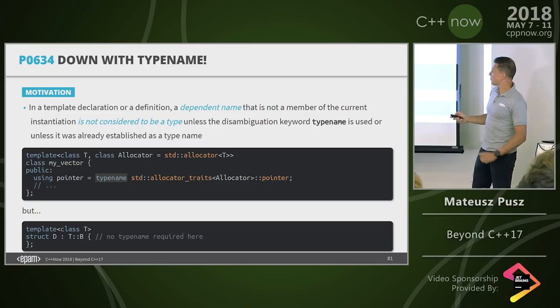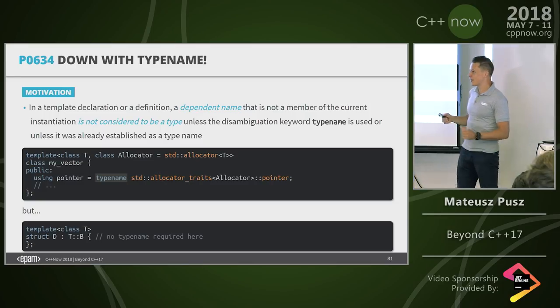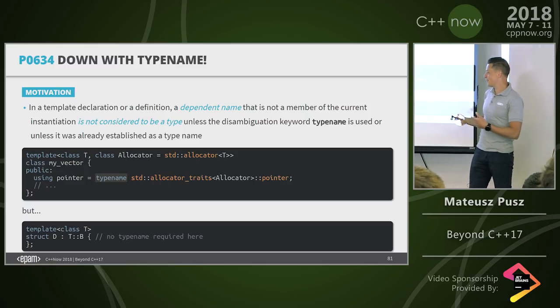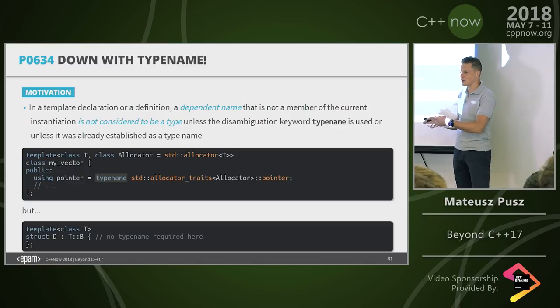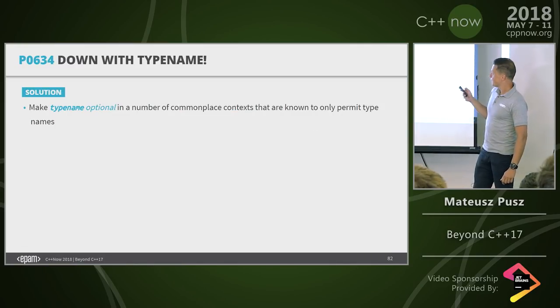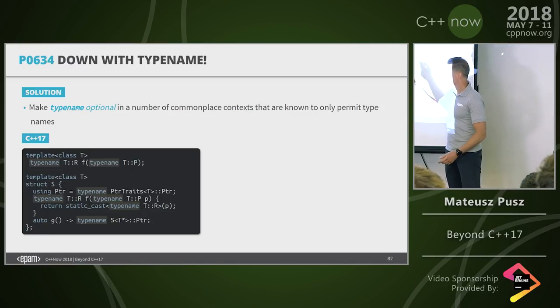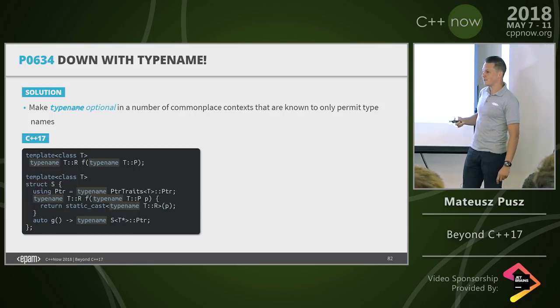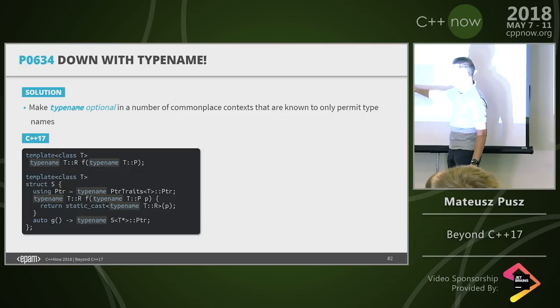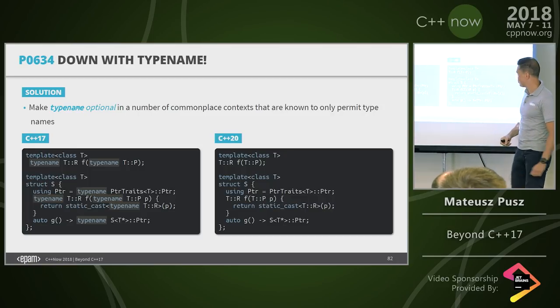So basically what was standardized with this paper is that if the compiler can reason that this has to be a type, and can figure out by itself that it has to be a typename there, because it already does, as you've probably seen in many warnings in your code, the typename will be optional. You can pass it there, but you don't have to. So for example, code that right now has to be written like this in C++17, in C++20 will look like this.